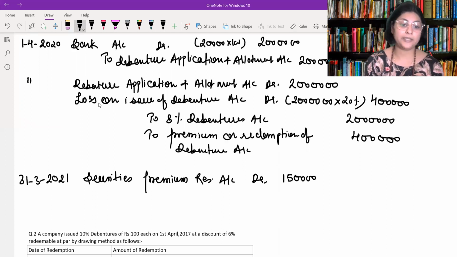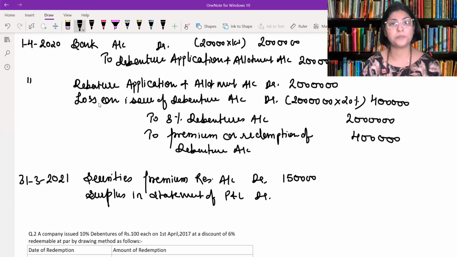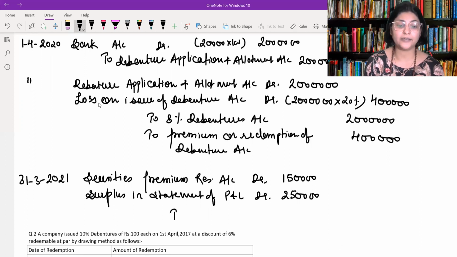And the remaining will be taken from the statement of P&L. So surplus in statement of P&L will be debited with the remaining amount. So 4 lakh minus 1,50,000 means with 2,50,000 it will be debited, and loss on issue of debenture account will be completely written off, to loss on issue of debenture.